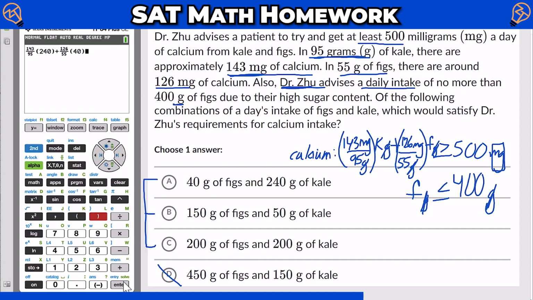Let's see if that gives us at least 500. Well, that's a pretty crazy looking fraction. So I'm just going to do 94,656 divided by 209. Nope, didn't work. So I know I can eliminate option A, and we'll go on to option B. Well, you might be thinking, isn't this going to take a really long time? Yes and no. Now if I press up a couple times until I get back here, I'm going to press enter, and I'm just going to replace the 240 with 50.